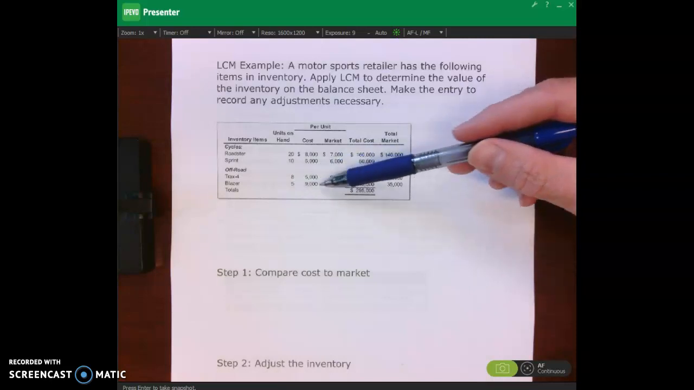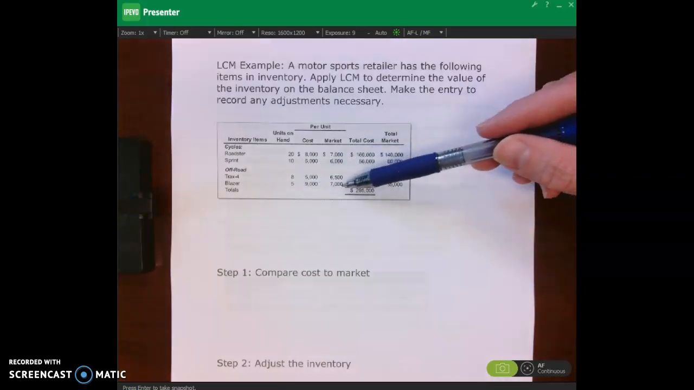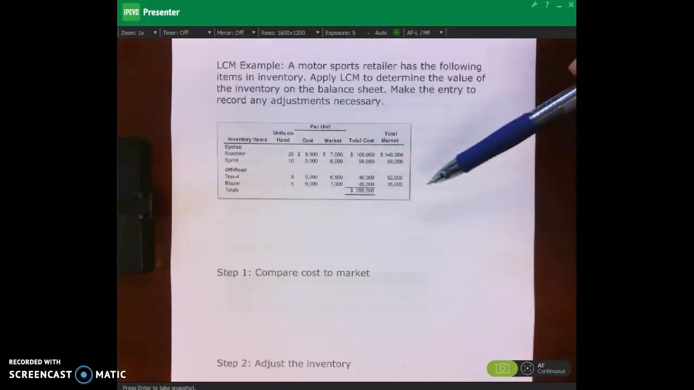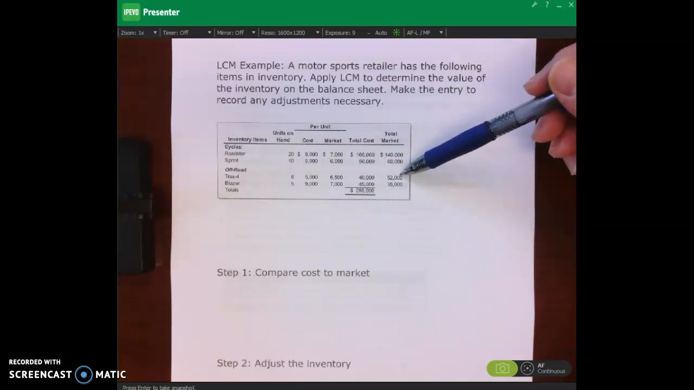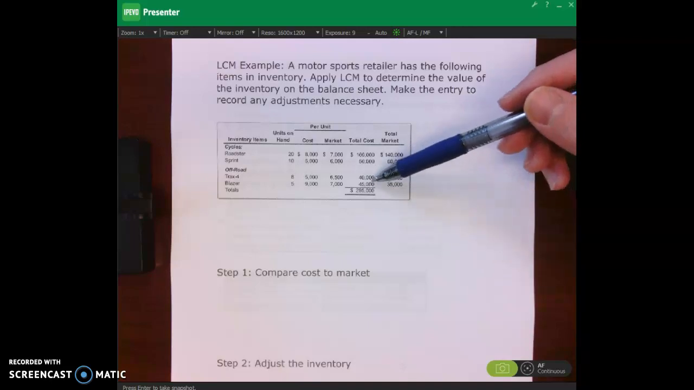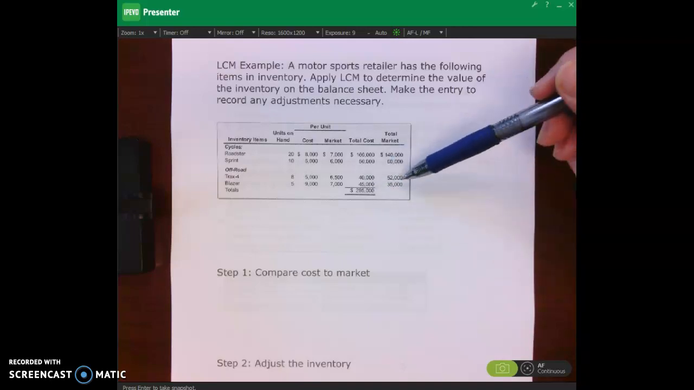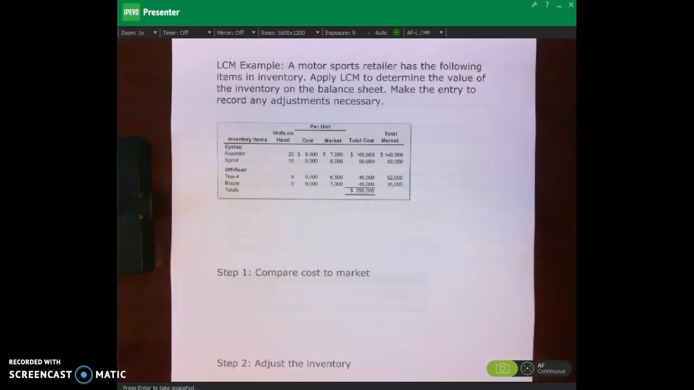5 of the Blazer, cost is 9,000, market is 7,000 each. Okay, and so then the total cost of Trax 4 is 40,000. Total market of Trax 4 is 52,000. Total cost of Blazer is 45,000. Total market for Blazer is 35,000. So now we need to compare our cost to market for each individual item.